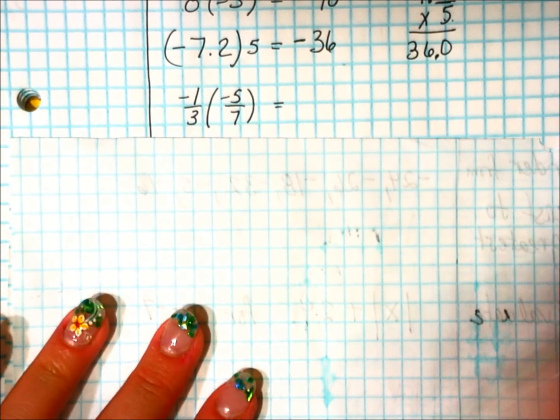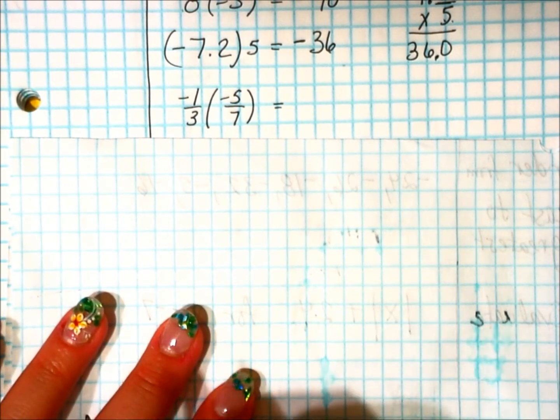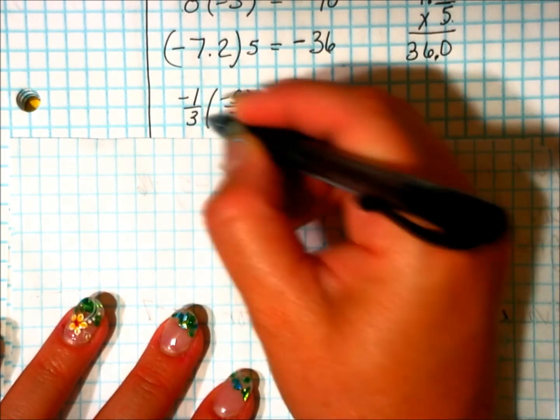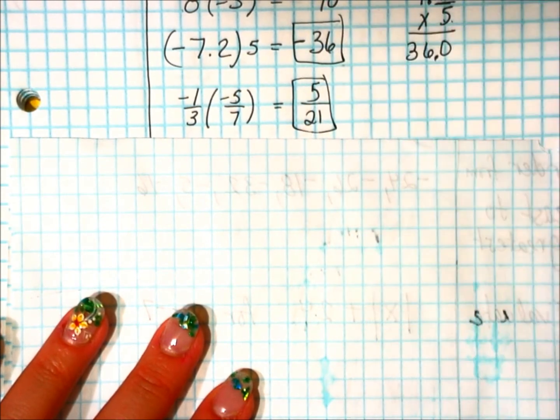All right. So now start with the easy part. A negative times a negative becomes a positive. When you're multiplying fractions, you multiply straight across. So 5 times 1 is 5. 3 times 7 is 21. So that's my answer.